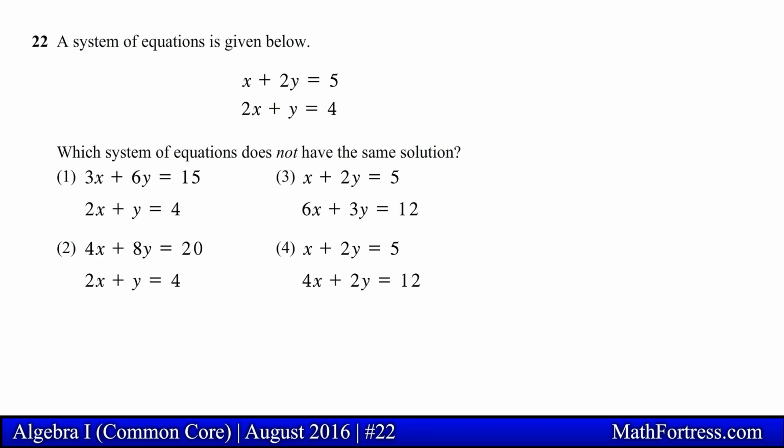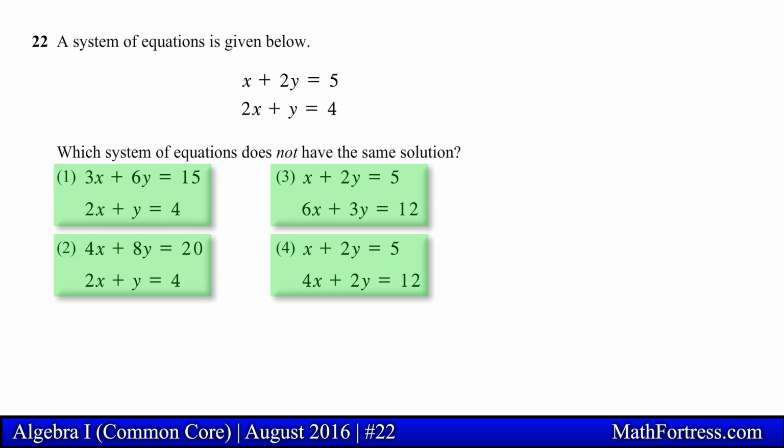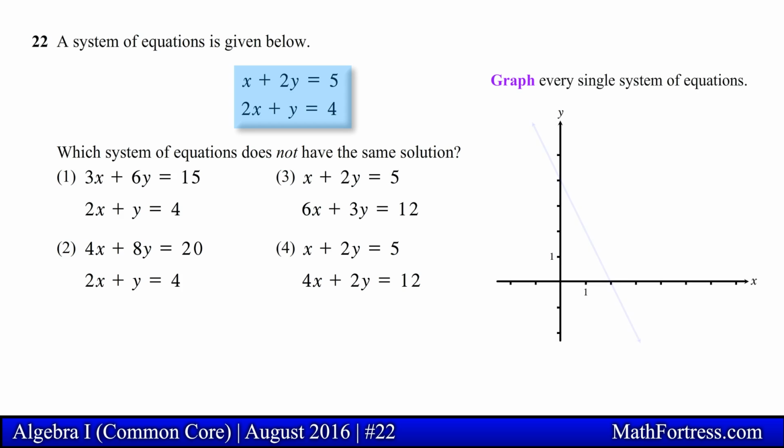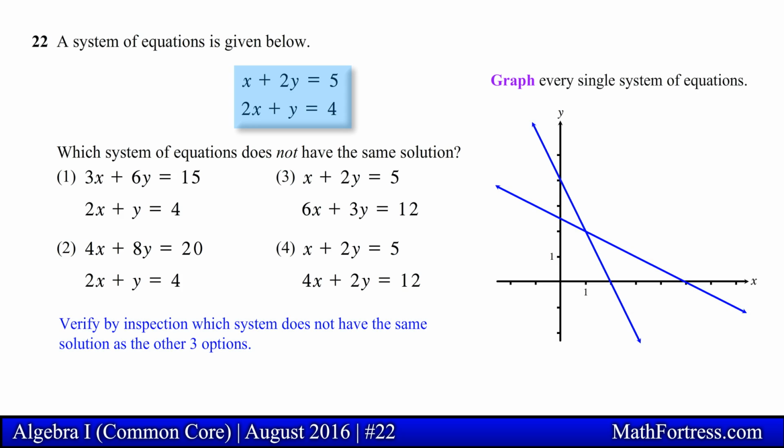In this problem, we need to determine which of the given system of equations does not have the same solution as the system of equations x plus 2y equals 5 and 2x plus y equals 4. We can determine this in a couple of ways. We could graph every single system of equations and verify by inspection which system does not have the same solution as the other three options.